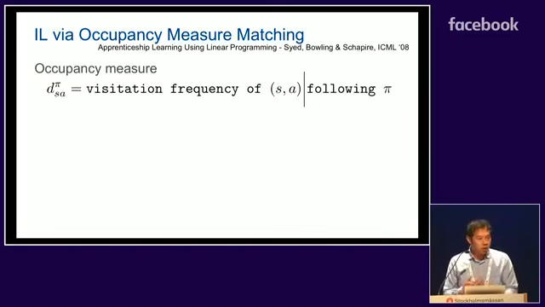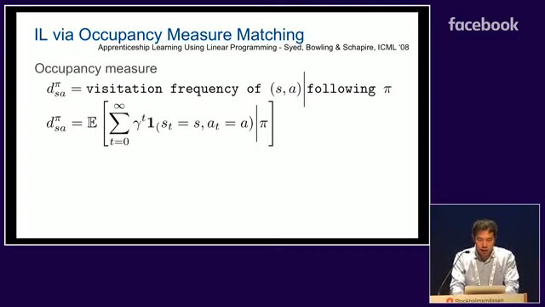So let's go back to 2008. Syed and others proposed an approach to do direct imitation learning. Back then, they also called it apprenticeship learning via matching occupancy measure. So occupancy measure, d pi, intuitively is the visitation frequency of state-action pair s and a if we follow the policy pi. And this is a more formal definition of d pi.